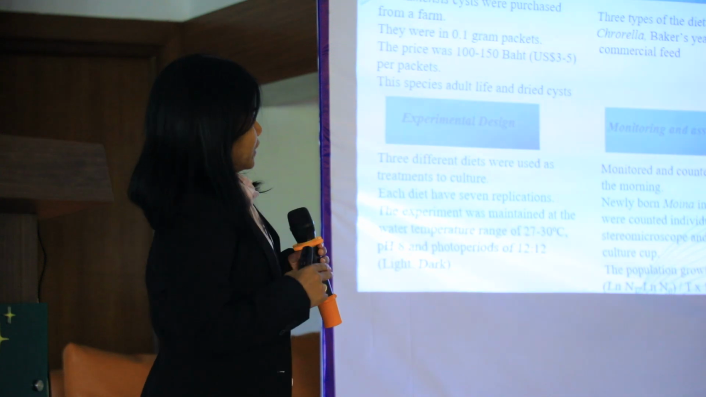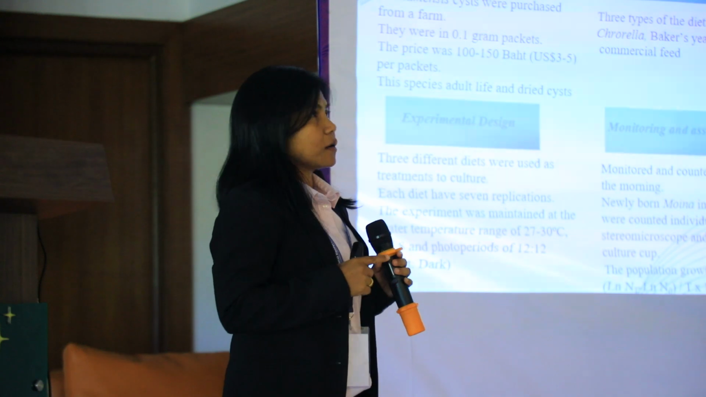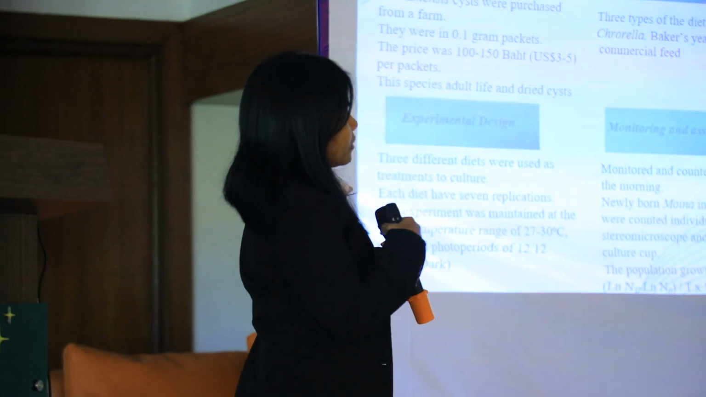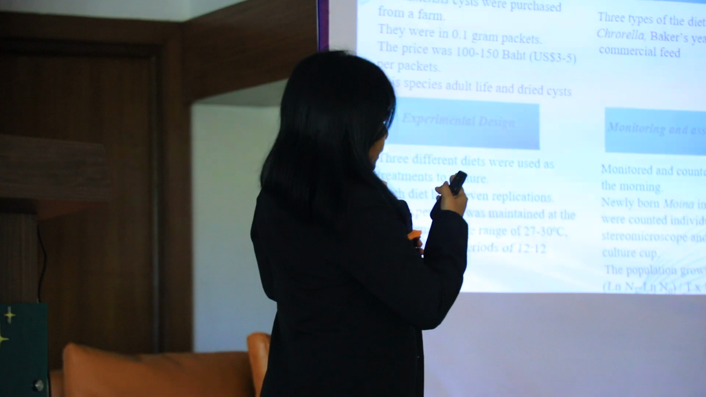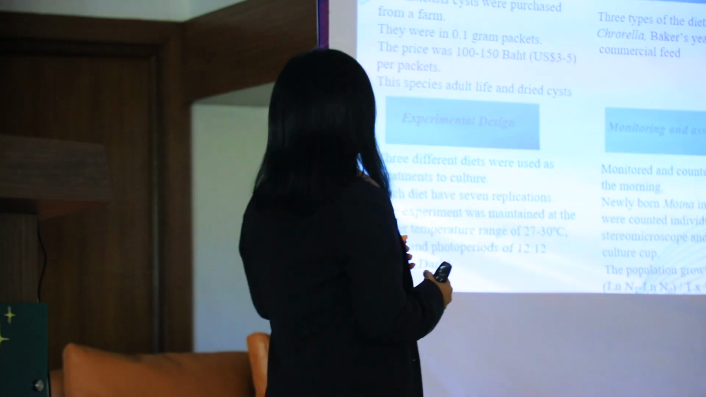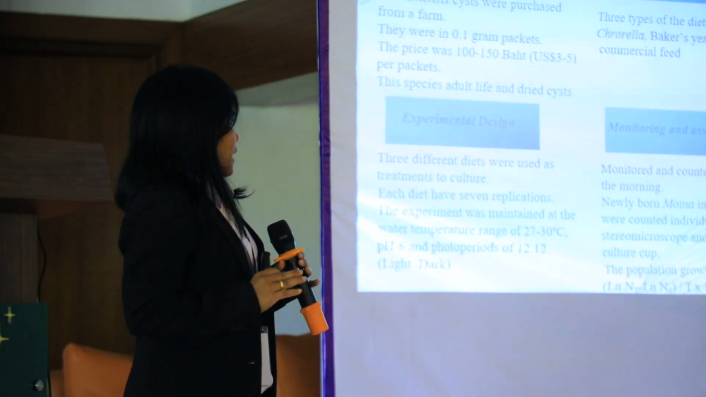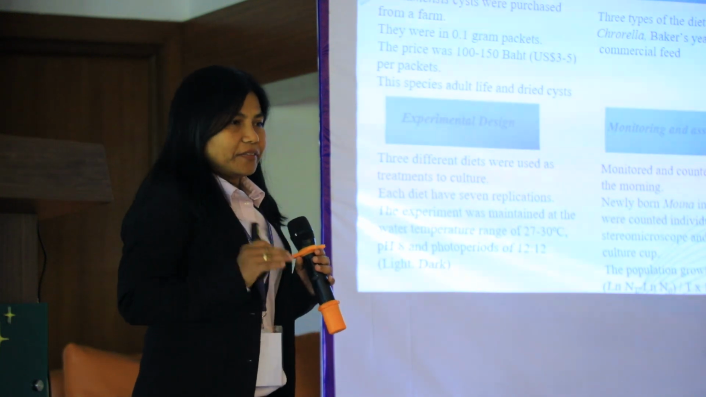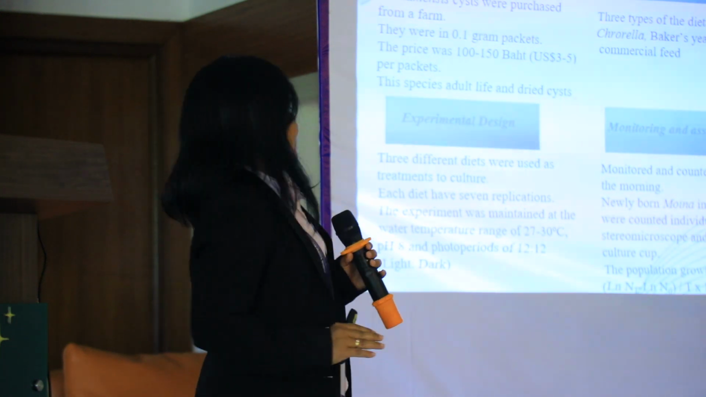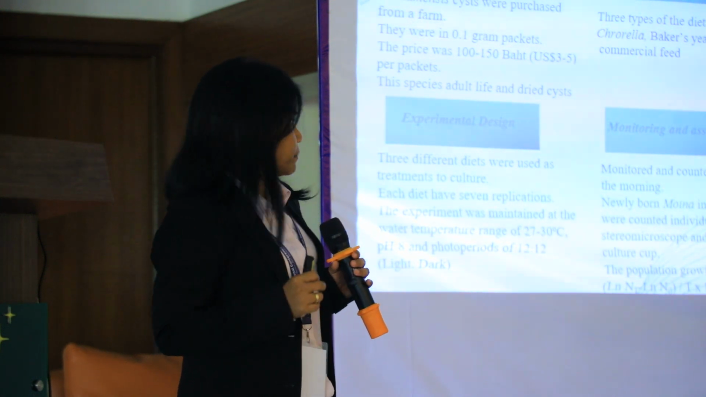For the diet preparation, I have 3 types of diet, which are chlorella, commercial fish feed, and yeast. For feeding preparation, I will feed them with, let's say, 6 million cells per ml. And then we count with the hematocytometer, and then we feed them every morning. For the experimental design, I have 3 diets, and in every diet I have 7 replications, and I monitor them every day to count individually under the microscope.